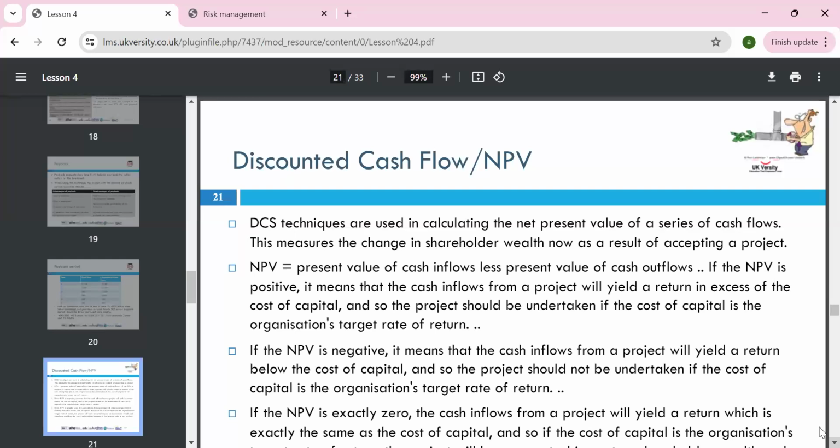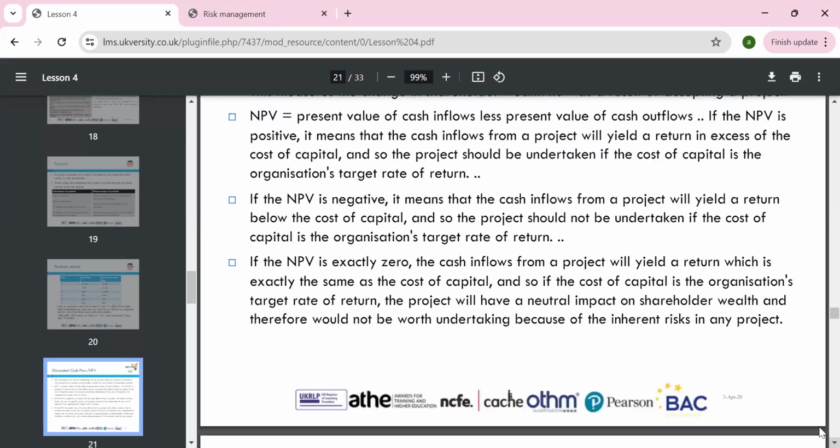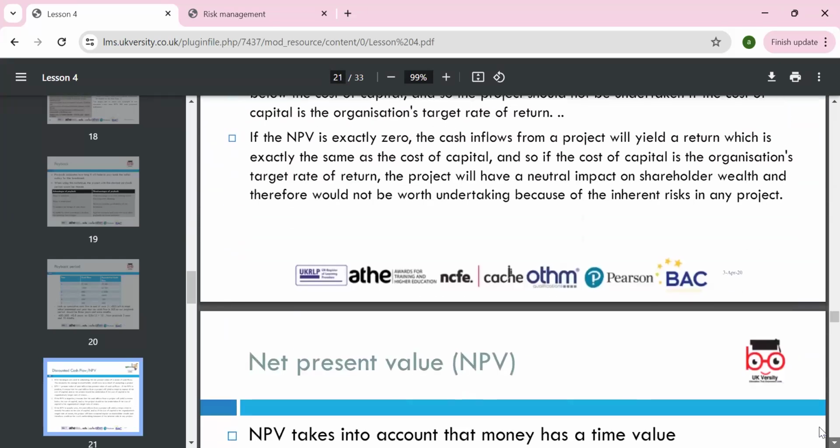Discounted cash flow is also an appraisal method, which uses the real value of money, because the value of money drops with the passage of time, as in NPV.